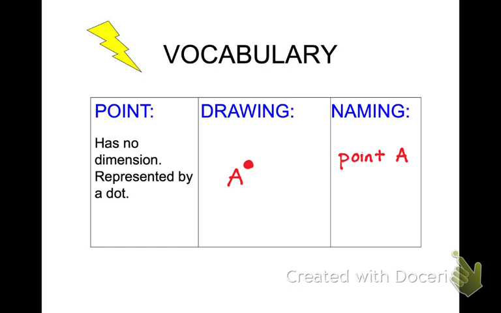Okay. So we could have point B. We could have point C. We could have point D, and so forth. All right, points. Easy, no questions about that.